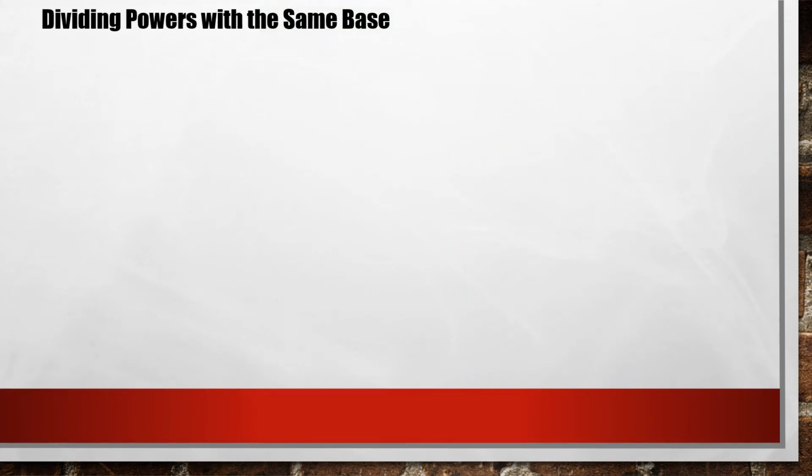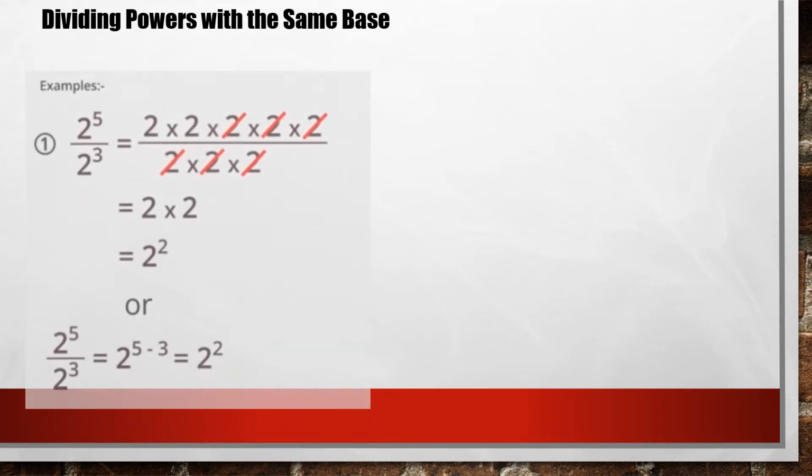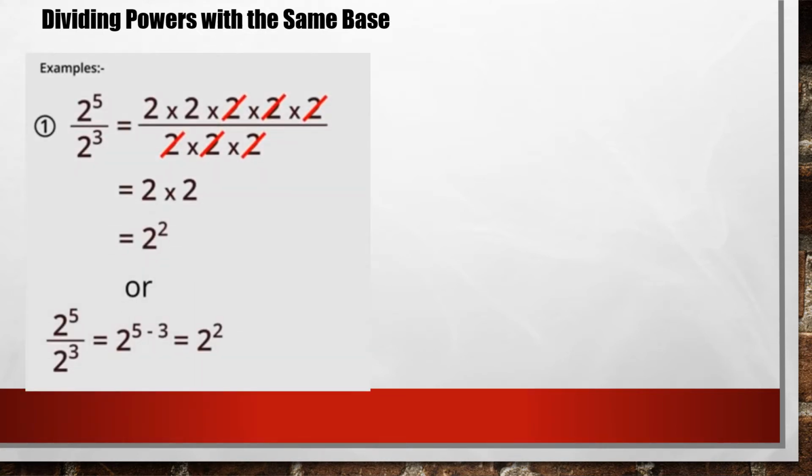Dividing powers with the same base. Let us simplify. 2 raised to 5 by 2 cube is equal to 2 into 2 into 2 into 2 into 2, the whole divided by 2 into 2 into 2. Here, three 2s are common in numerator and denominator. Therefore, you can cancel them and you will get 2 into 2 as the answer. 2 into 2 is equal to 2 square.